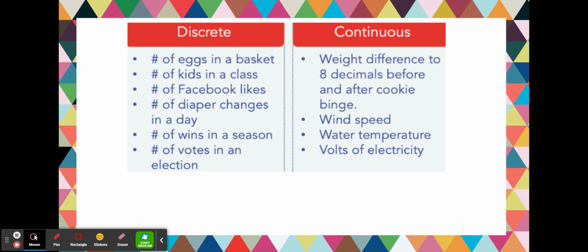Okay, so here's some examples of discrete scenarios and continuous scenarios. So read through those. So again, discrete, I can count. So it says number of, that's my key thing. And continuous, if you notice, weight, wind, water temperatures, electricity. So those are all things that are measured.